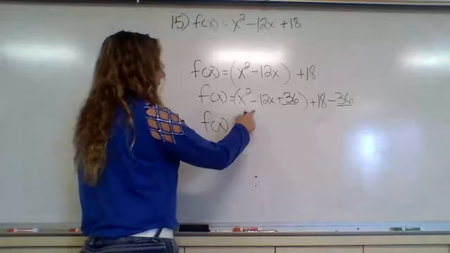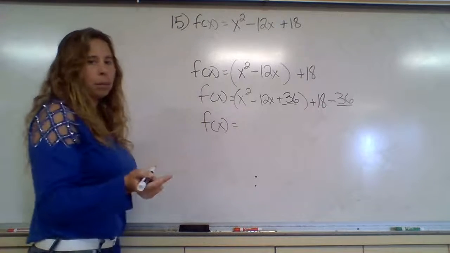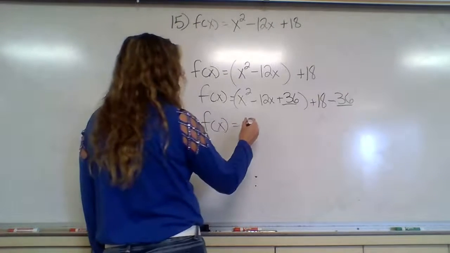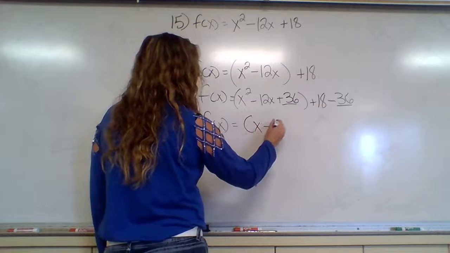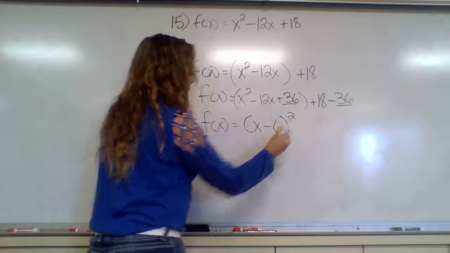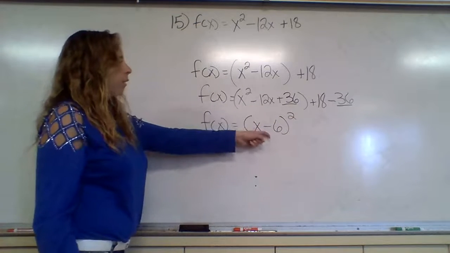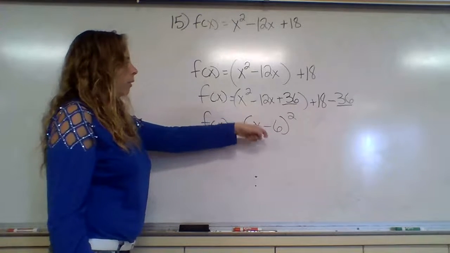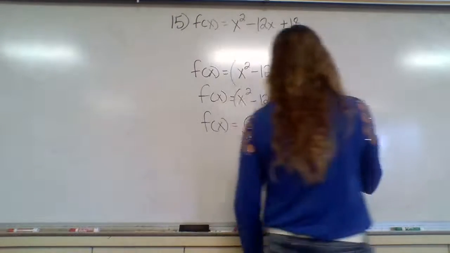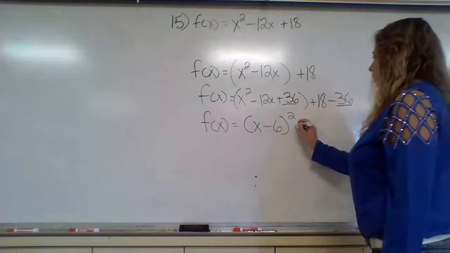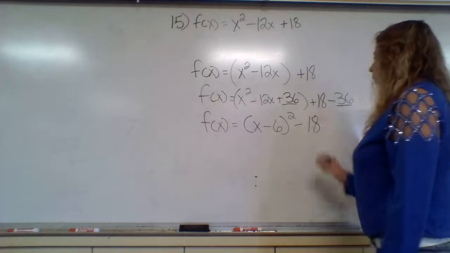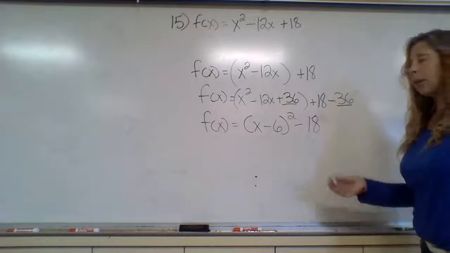Go ahead and factor this. We just made it a perfect square, so you can just take half of your middle term and square it. Half of negative 12 is negative 6. And then you have 18 minus 36, negative 18. Now you have it in vertex form.